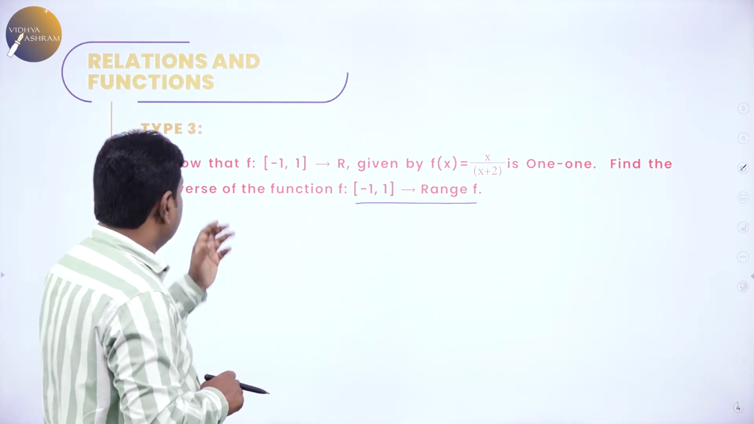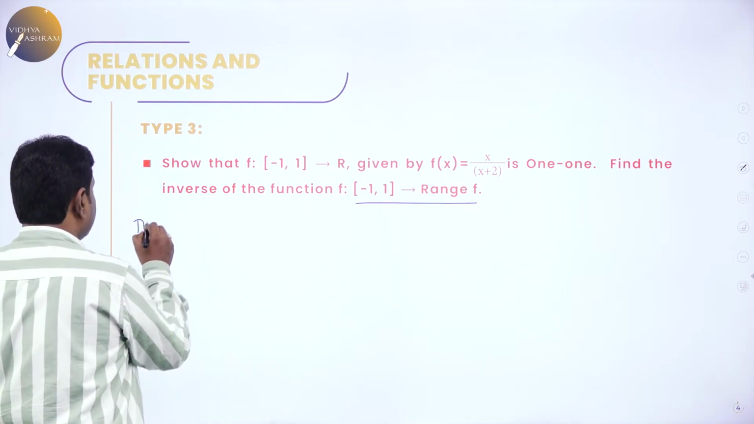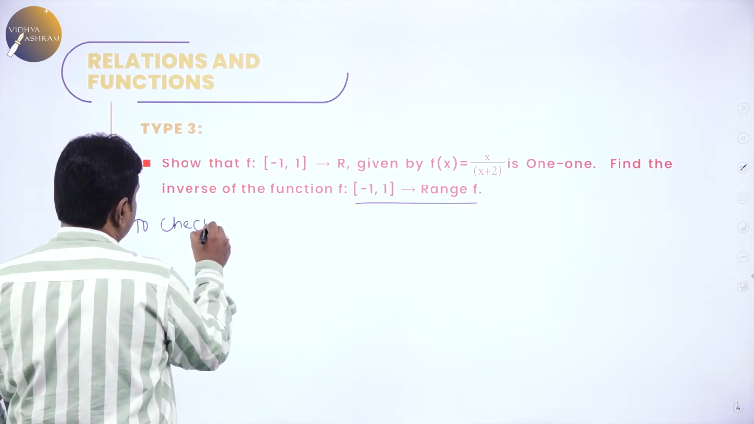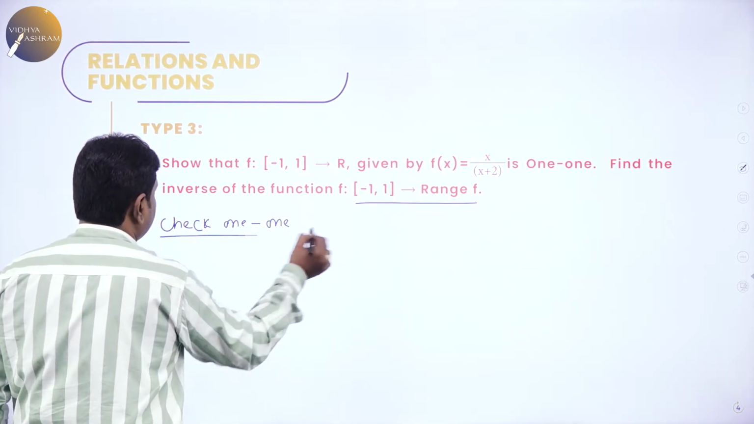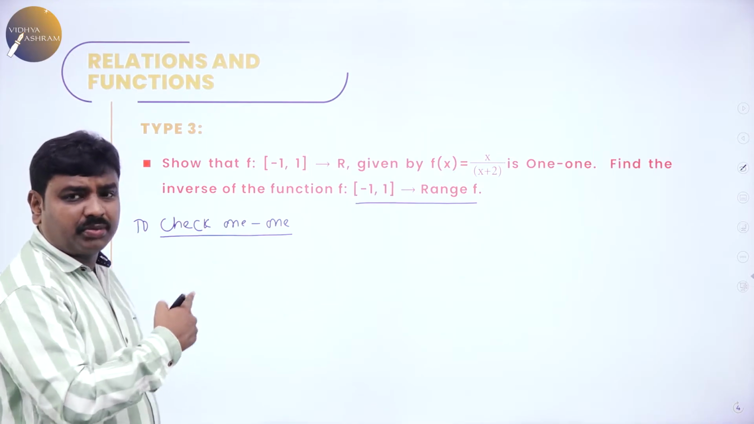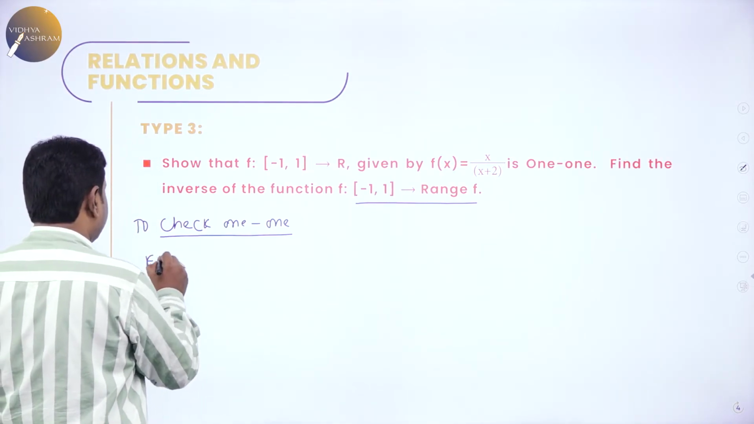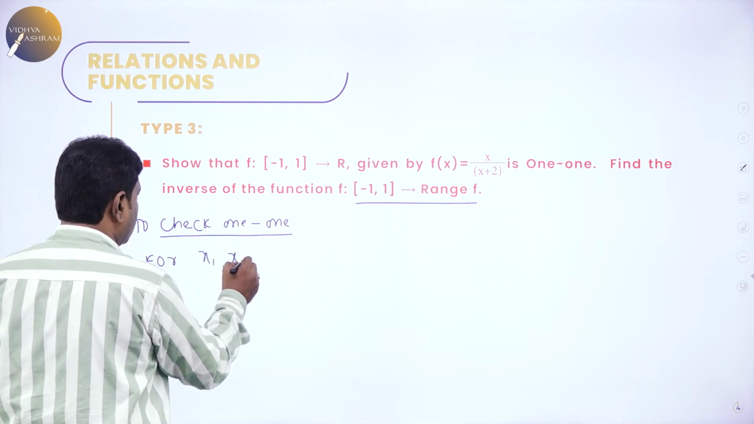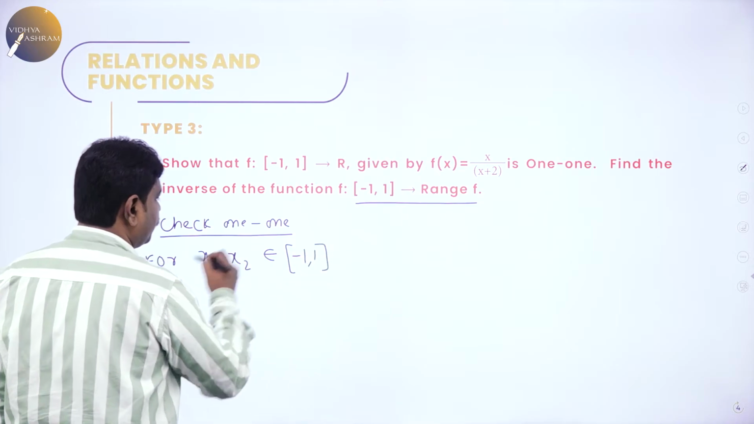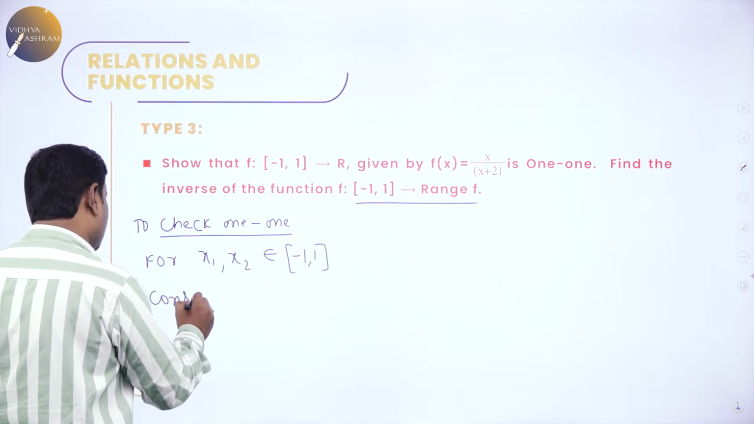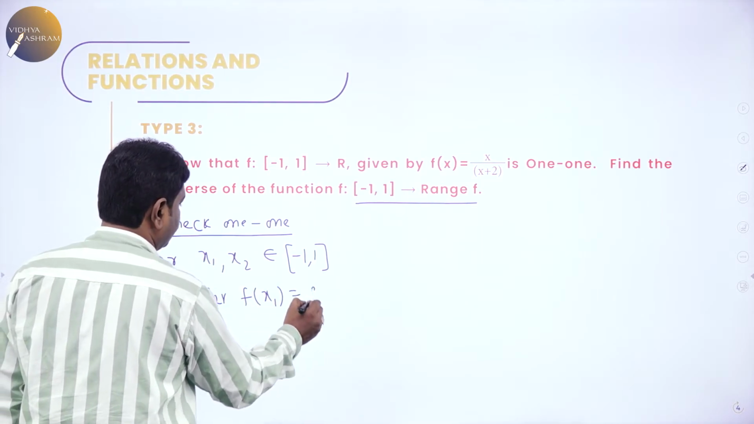Now minus 1 to 1 and this. Now step 1 is to check 1-1. They are asking you to check 1-1. Here they are not asking you to prove invertible. Please understand, they just want you to check 1-1. How to check 1-1? For x1, x2 belongs to domain. What is the domain? Closed interval minus 1 to 1. We should consider f of x1 is equal to f of x2.